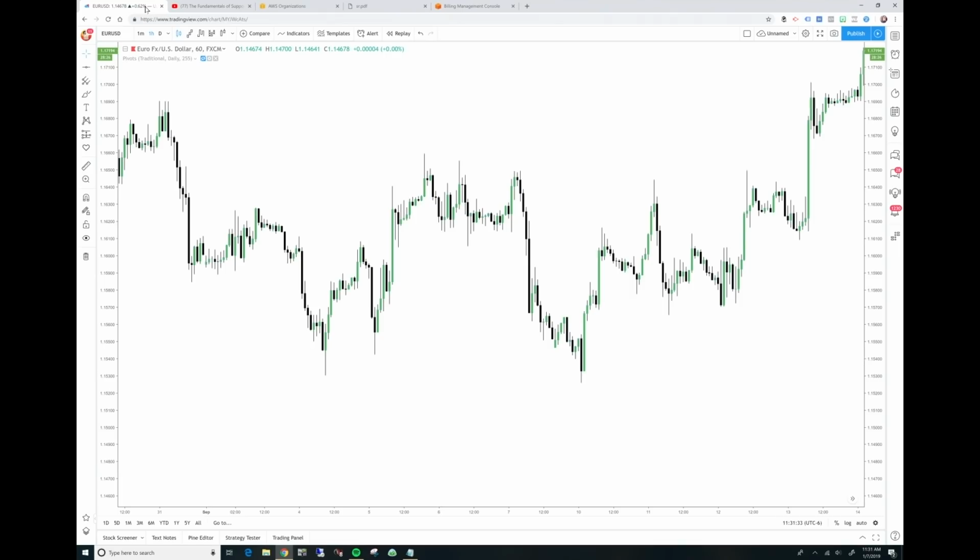Welcome. Let's just pull up the charts here. What we've got here is a Euro US dollar 60-minute chart. What I want to share with you today is the simplest method in the world for drawing support and resistance. Fundamentals. The only stuff you ever need. You don't really need anything else.